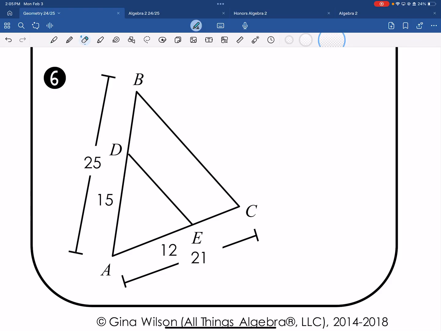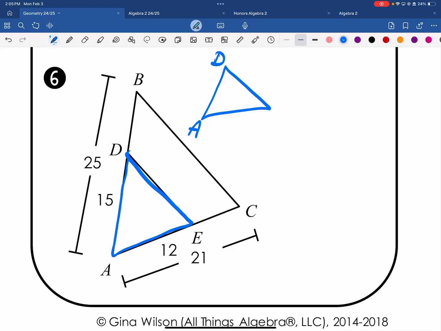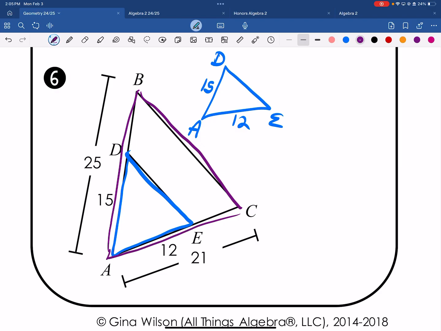So I've got a triangle right here. Okay, so I'm just going to sketch it over here. This is triangle ADE. I know this is length 15, and this says length of 12. I also have this purple triangle right here. That purple triangle has angle A, so I know those two angles are congruent to each other because it's the same angle. It's right there.